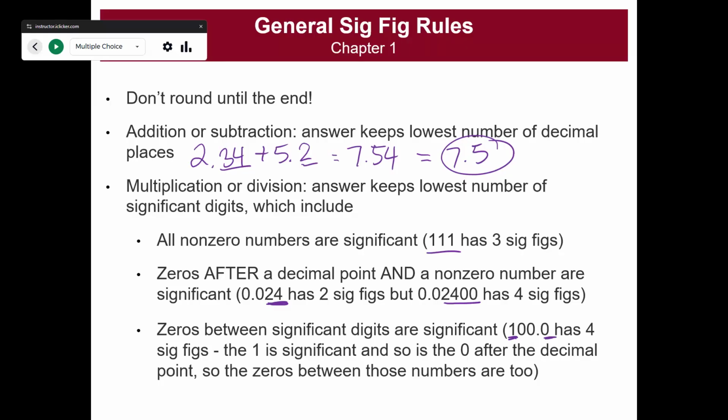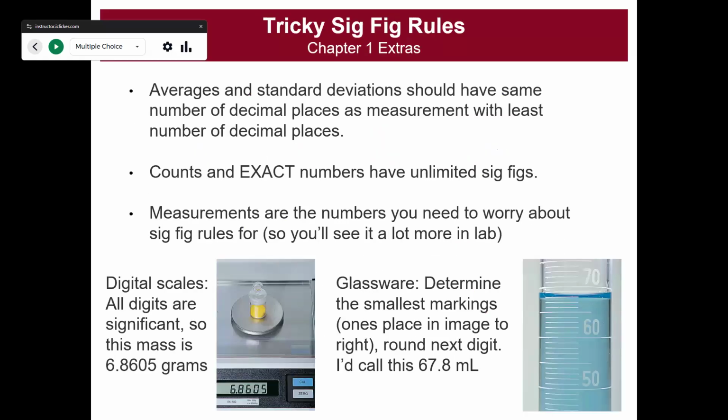And you might be wondering, why do I care? Why do you care about sig figs? Sig figs are important for measurements. So they tell you what part of your measurement is useful, what part is important. So they are useful for measurements. You'll see it a lot more in the lab than in the lecture, but I try to always have the right sig figs in lecture too.